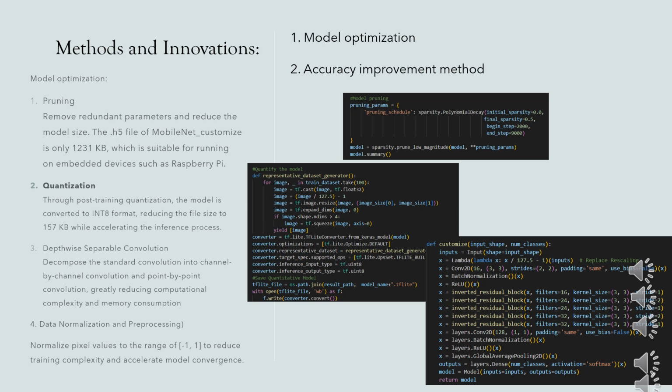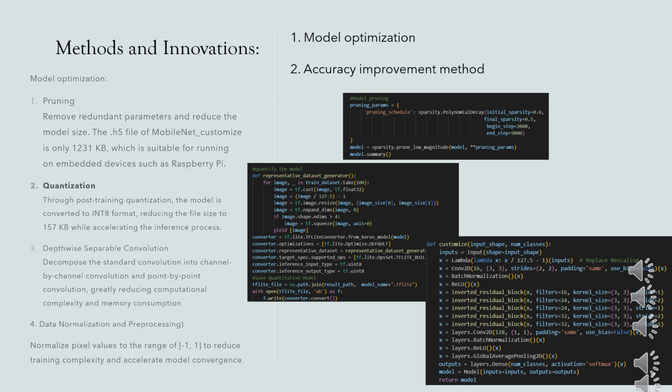The third part is depthwise separable convolution. You can see the code on the right side. I decompose the standard convolution into channel by channel convolution and point by point convolution, which greatly reduces the computation complexity and memory consumption.